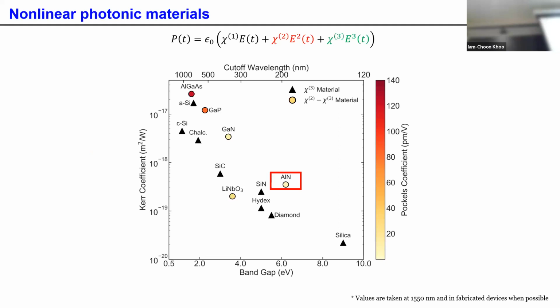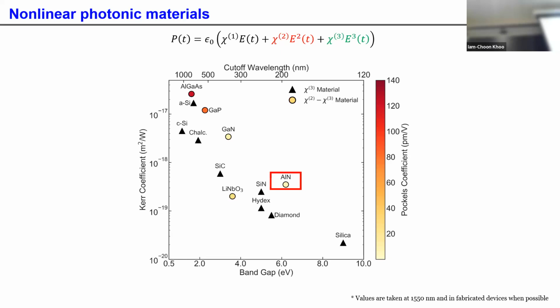Here I show all the nonlinear photonic materials people use in the photonic community. The triangles are materials with centrosymmetric crystals, mostly CMOS-like materials: amorphous silicon, crystal silicon, silicon carbide, silicon nitride, hydrogenated glass, diamond. Those are Chi3 materials. Here the horizontal axis is the band gap, and these are the Chi3 nonlinearity, or Kerr nonlinearity. You see this is an inverse dependence: smaller band gap, larger nonlinearity, which is expected, right?